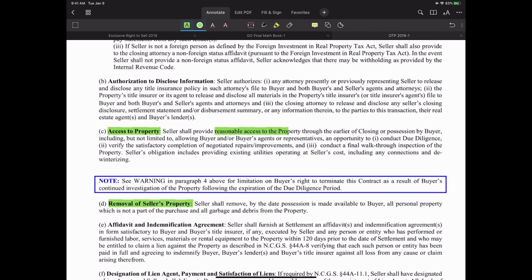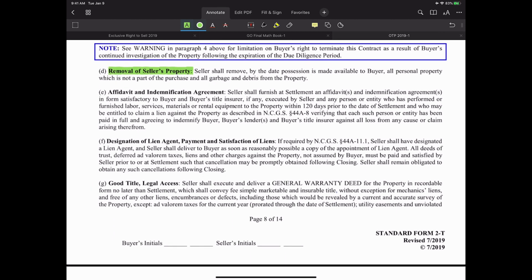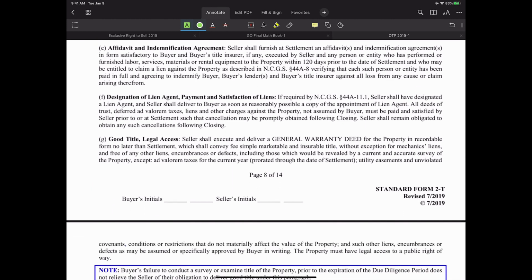And that says the seller shall execute and deliver a general warranty deed for the property in recordable form no later than settlement, which shall convey fee simple, marketable, and insurable title without exception for mechanics liens and free of any other liens, encumbrances, or defects, including those that would be revealed by a current and accurate survey of the property, except ad valorem taxes, utility easements, and unviolated covenants, conditions, and restrictions that do not materially affect the value of the property.